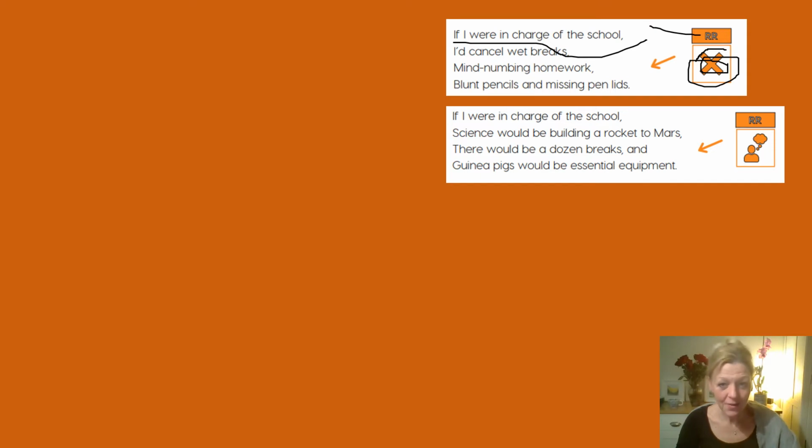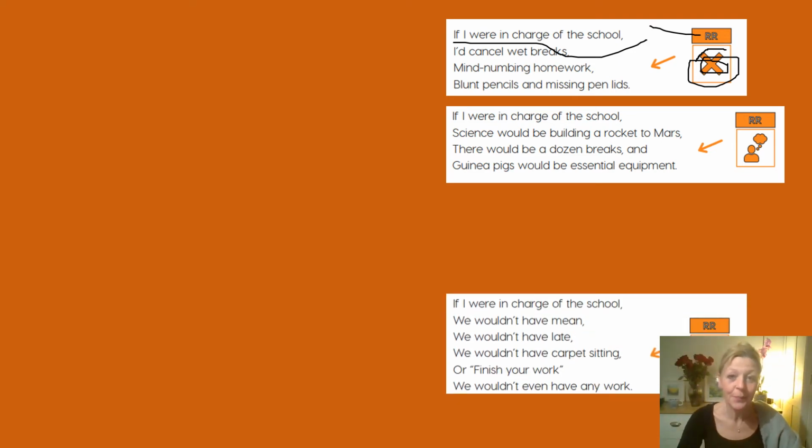Then we have the imagining. So if I was in charge of the school, repeated refrain, science would be building rockets to Mars and there would be dozens of breaks and guinea pigs would be essential equipment. So those are imagining, those are the wild ideas.